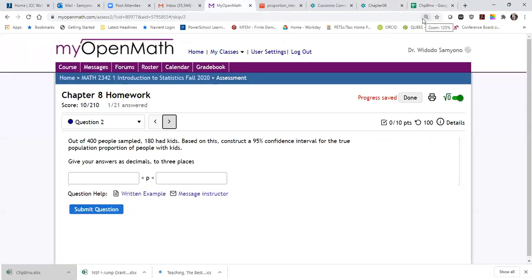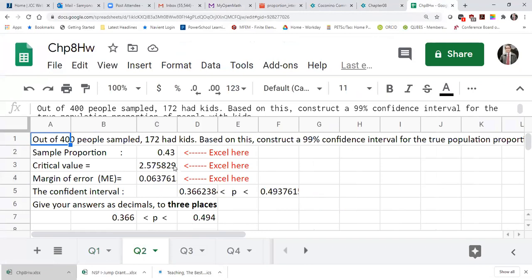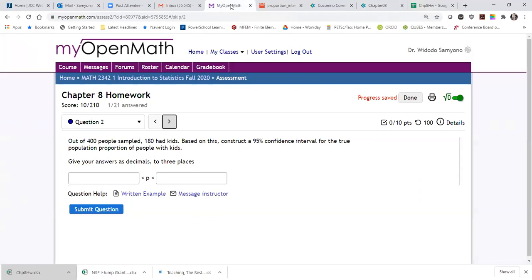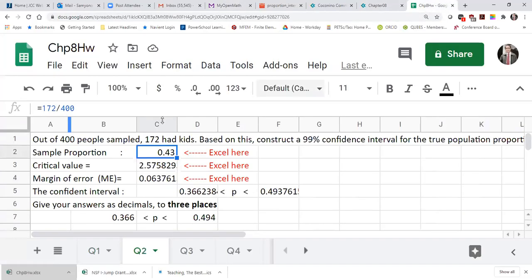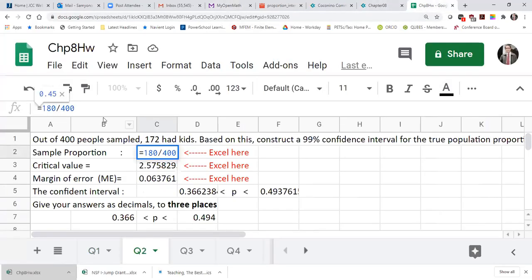Okay. So go back to this problem. So this is number 2, right? So this is the sample proportion. The sample proportion, you need to find what is the X, right? The X is 180, right? So this is 180. And then the sample size is 400, right? The same thing, okay?